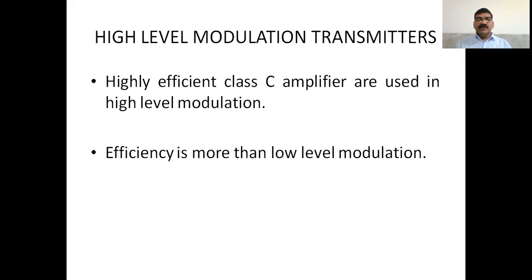Highly efficient Class C amplifiers are used in high level modulation. Previously we were using A, B or AB amplifiers. Now, for the power amplification, Class C amplifiers are used. Class C amplifiers are very high power and are mainly used for high power applications. Their efficiency is more than in low level modulation, so the power efficiency is higher.